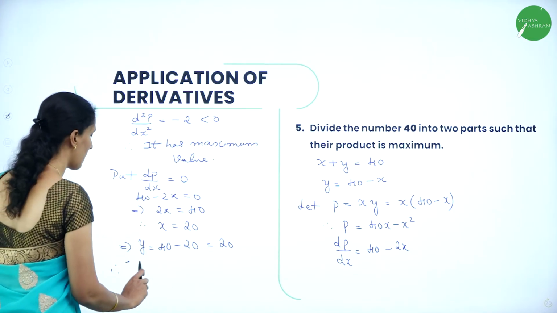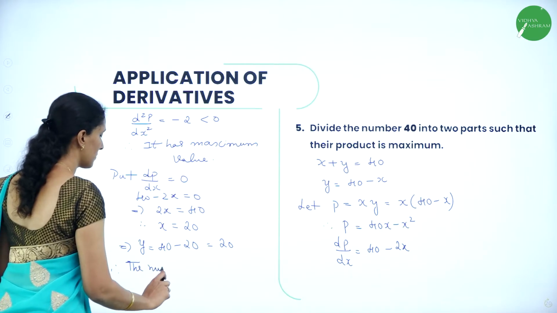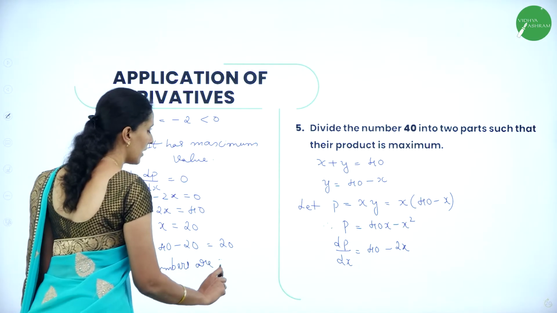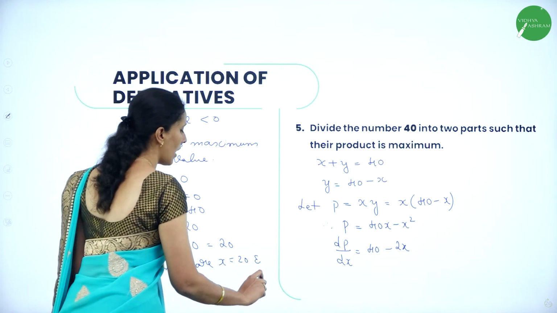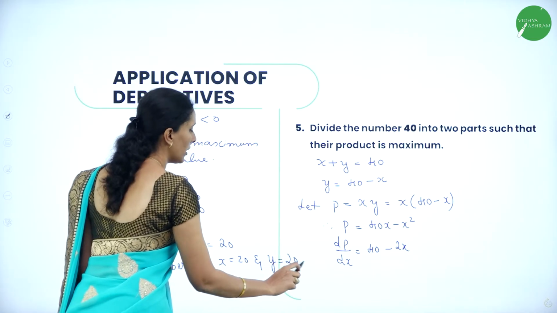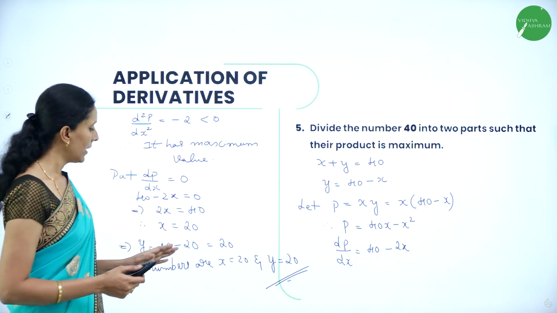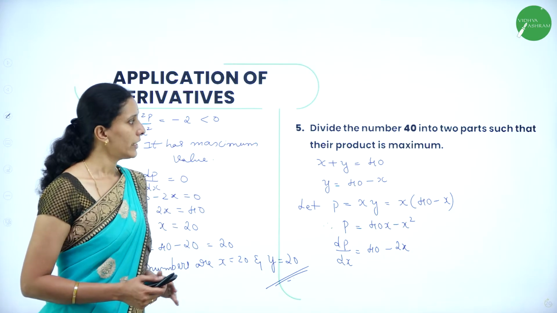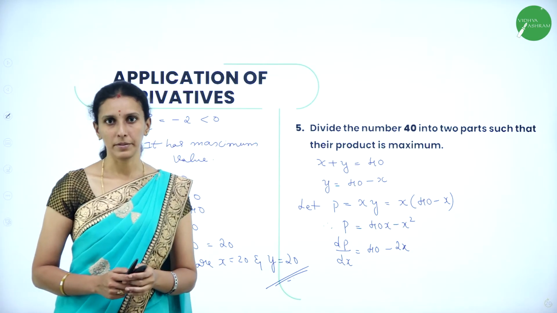The numbers are x is equal to 20 and y is equal to 20. So clearly you can see the sum is 40 and the product is maximum.